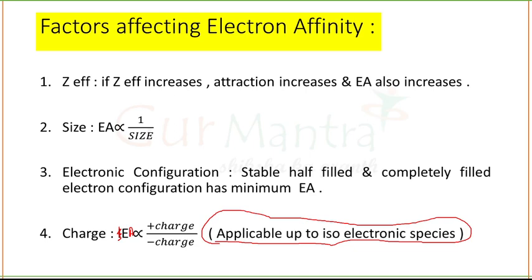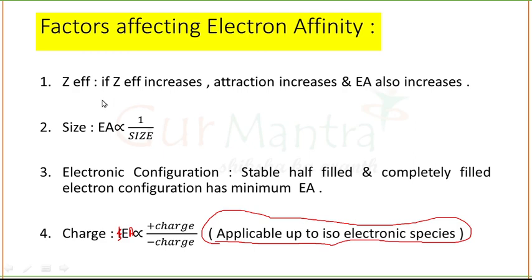Next are the factors that affect electron affinity. Number one factor is your Z effective. As you know, we have read about the Z effective factor. This particular periodic trend is related to all other periodic trends. This Z effective factor plays an important role to understand all the periodic trends. So basically, if you increase the value of Z effective, the attraction between bonded electrons also increases and electron affinity increases.